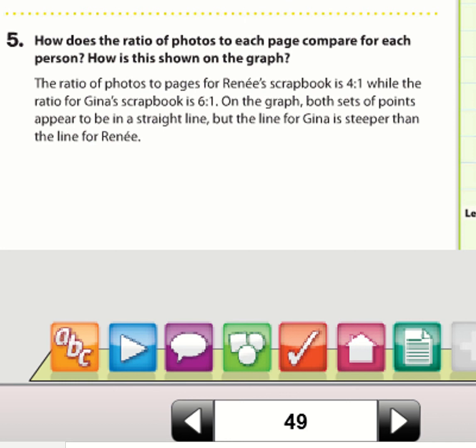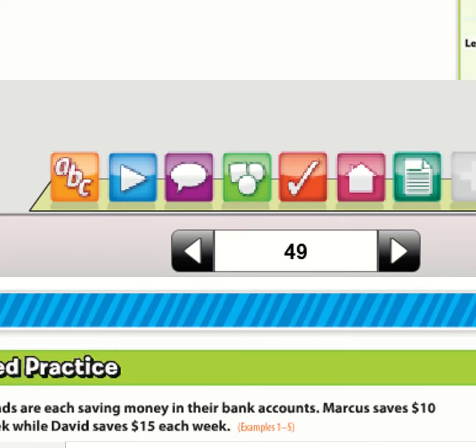So it says the ratio of photos for Renee's scrapbook is 4 to 1, while the ratio for Gina's scrapbook is 6 to 1. On the graph, both sets of points appear to be on a straight line, but Gina's is steeper than the line for Renee, so Gina has a greater ratio.